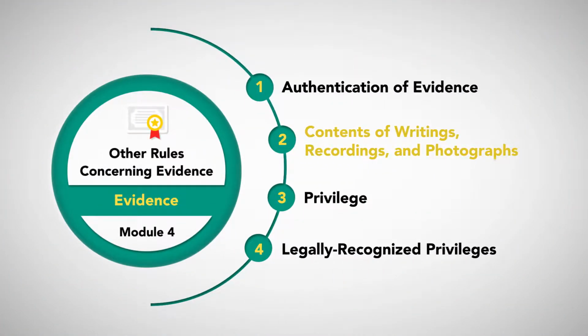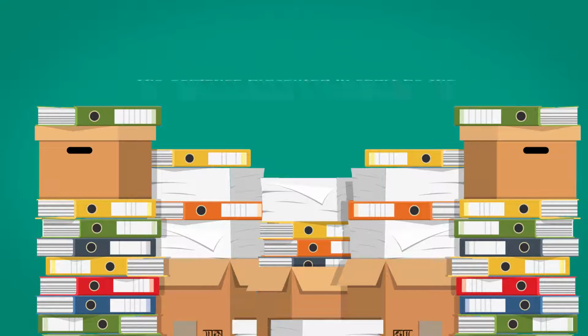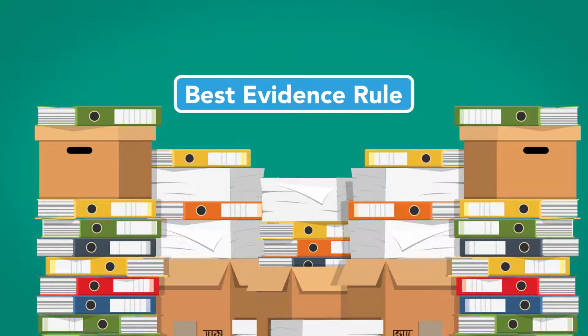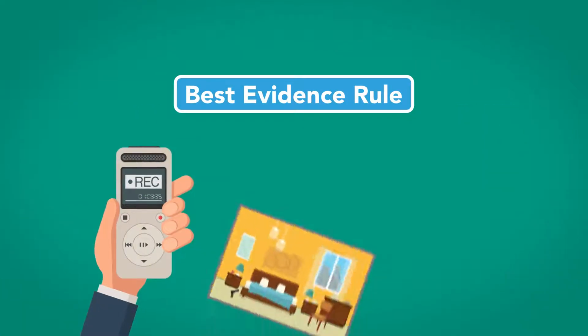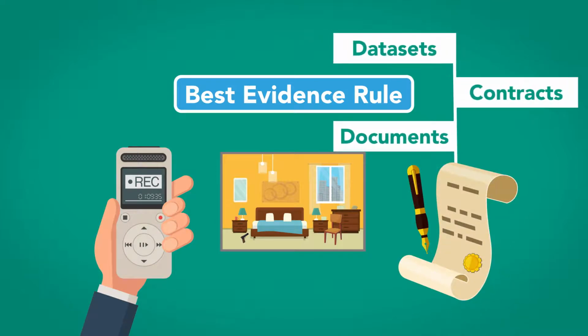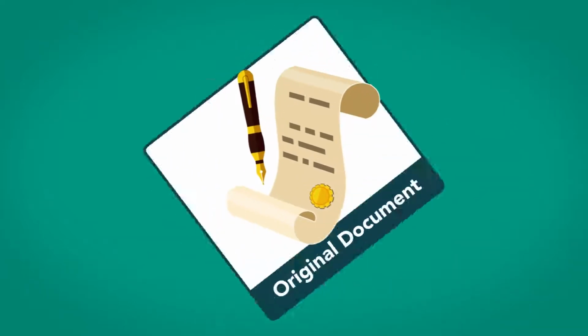Contents of writings, recordings, and photographs. For a certain type of evidence, there is an additional requirement that the evidence presented in court be the original document. Otherwise known as the best evidence rule, this rule applies to recordings, photographs, and writings such as documents, contracts, and datasets. There are several reasons for preferring the production of the original.